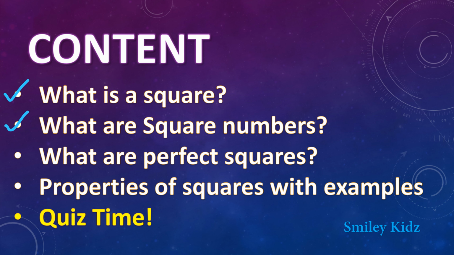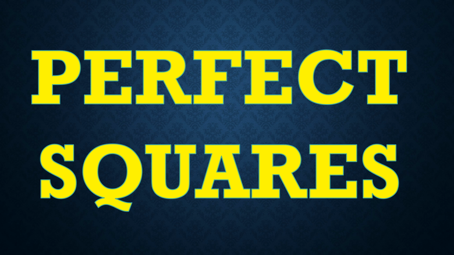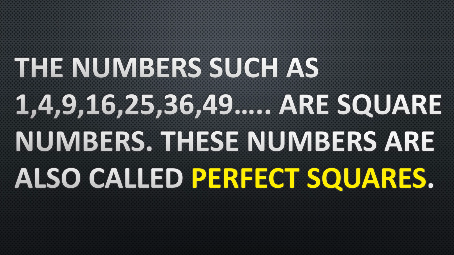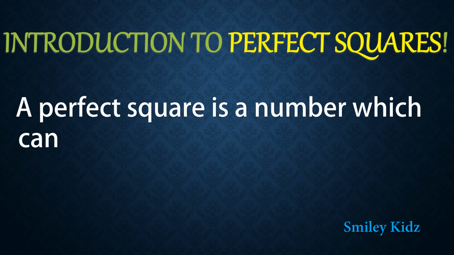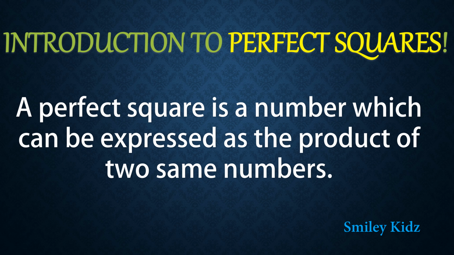We have also completed the second concept. Now let's move to the third concept. What are perfect squares? We already know that the numbers such as 1, 4, 9, 16, 25, 36, 49, etc. are square numbers. These square numbers are also called perfect squares. A perfect square is a number which can be expressed as a product of two same numbers.